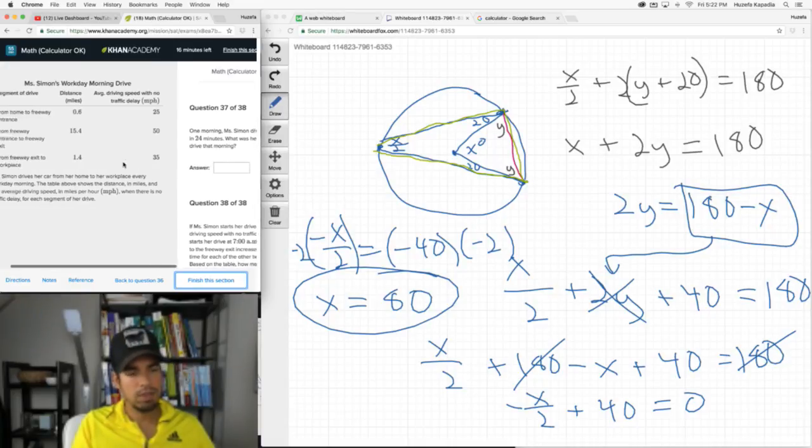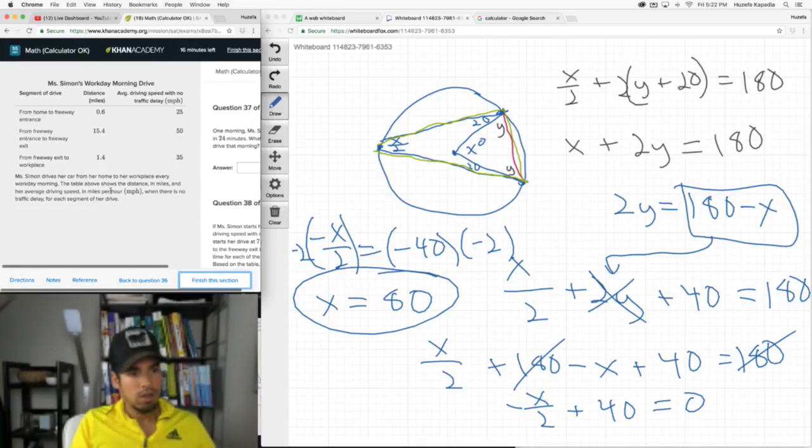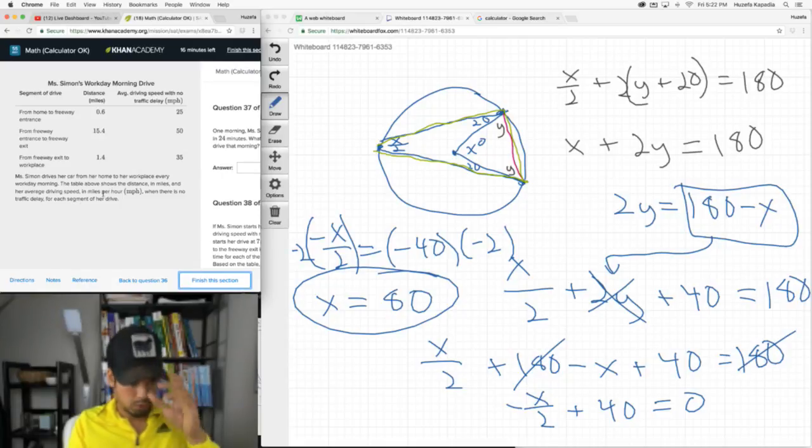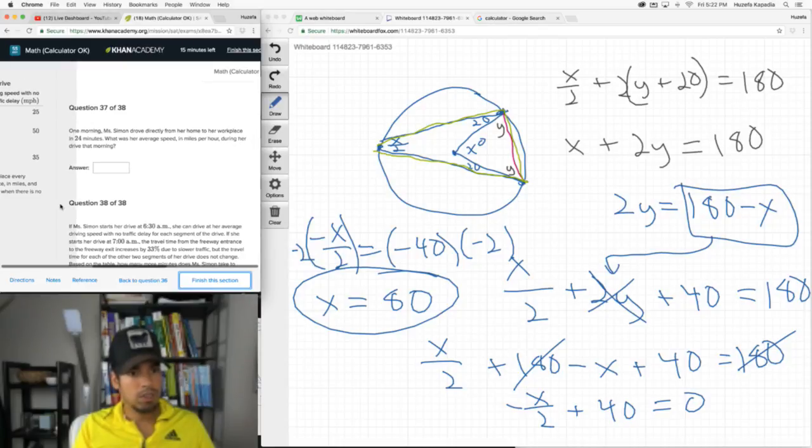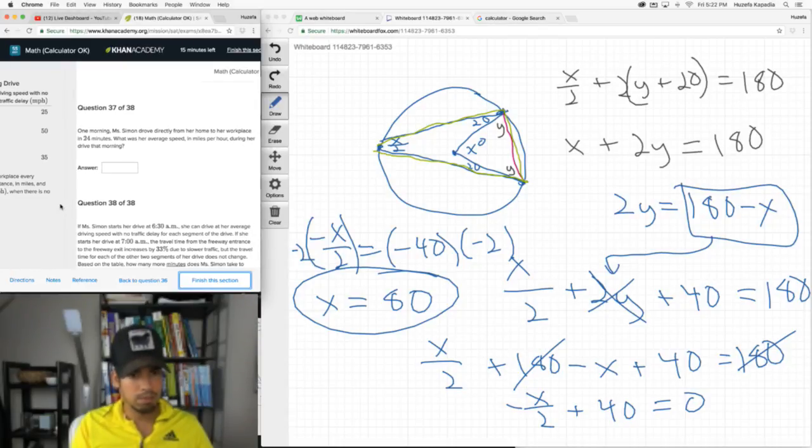And it looks like 37 and 38, so same question. Miss Simon drives her car from home to her workplace every weekday morning. The table above shows the distance in miles and her average driving speed, right? Distance, they're going that speed. And there is no traffic delay for each segment of her drive. One morning, Miss Simon drove directly from home to her workplace in 24 minutes. What was her average speed in miles per hour? Miles per hour during that drive.